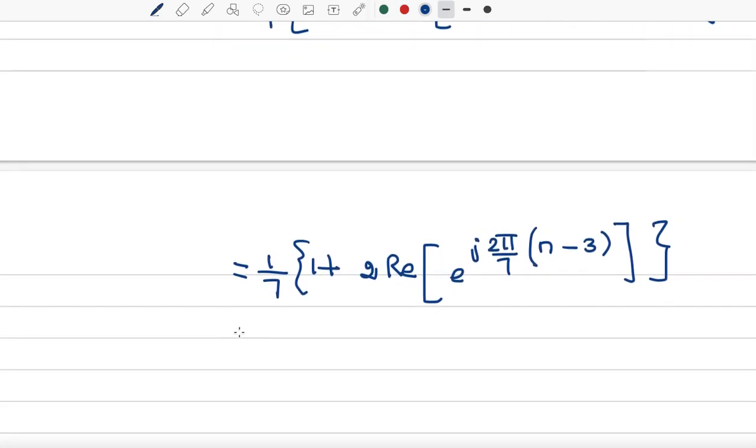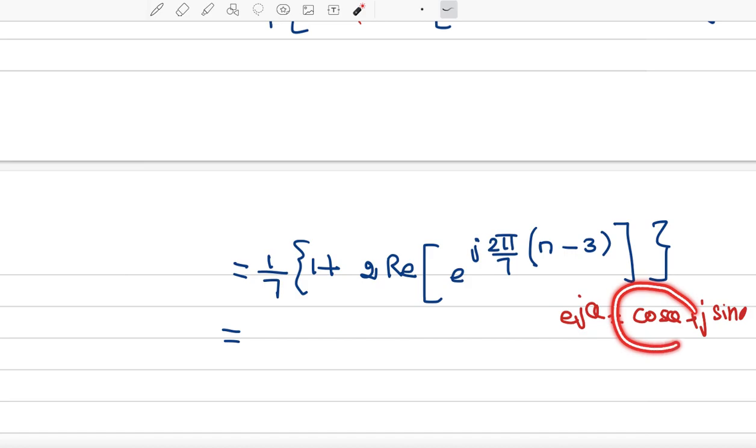So this again we need to apply. Already we know here we are having one exponential term. What's the formula for e power j theta? That is cos theta plus j sin theta. Here cos theta is the real part and this is the imaginary part. So here we need to consider only the real part. That means we are going to consider only the cos theta.